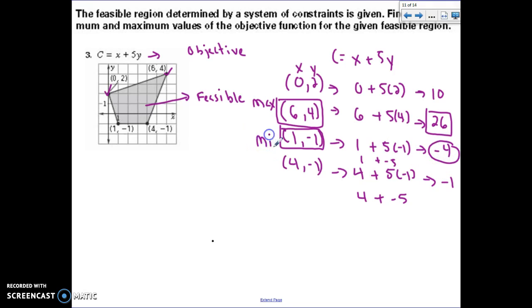And then (1, -1), because it gives me a value of negative 4, is my min. I encourage you guys to help use this for questions 1 through 3, or 2 and 3 on your homework, and hopefully this will help.